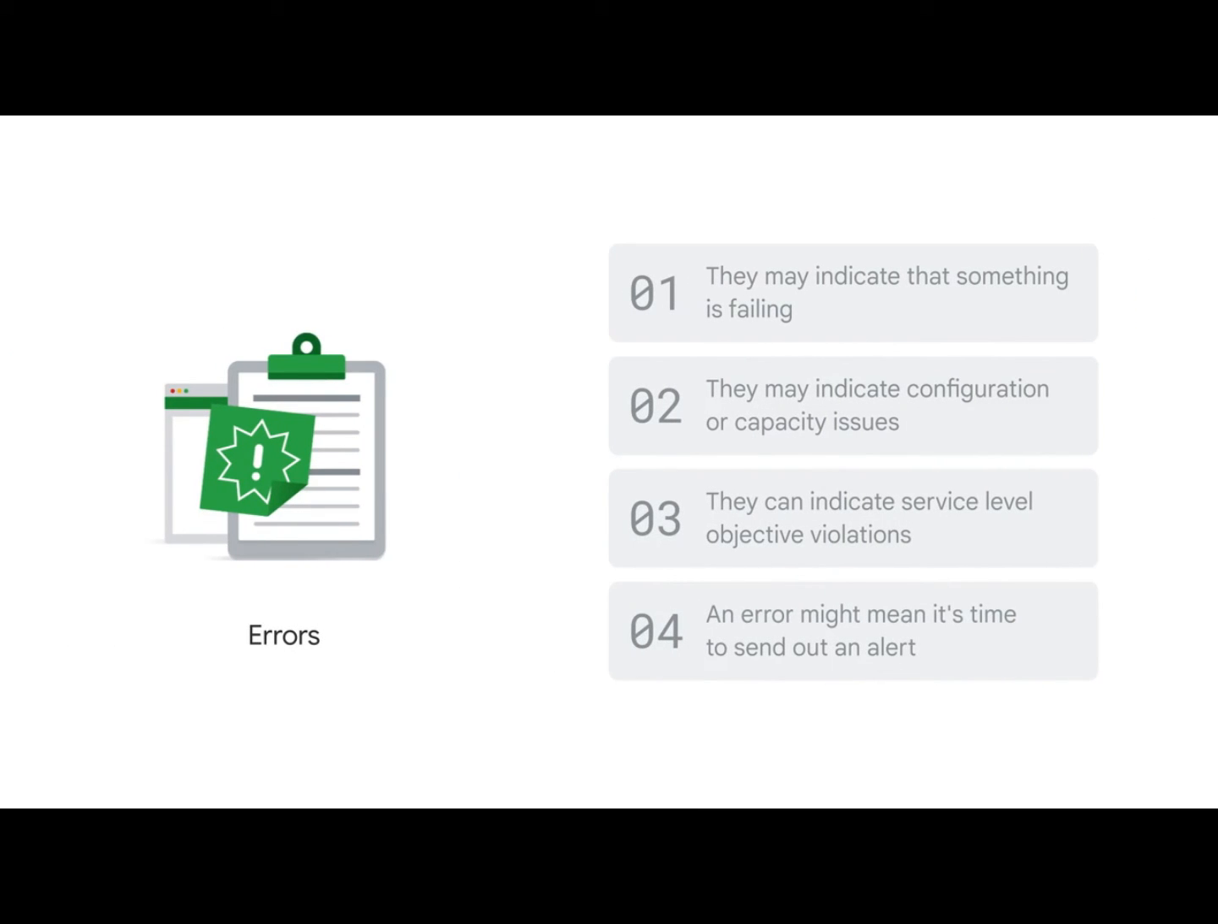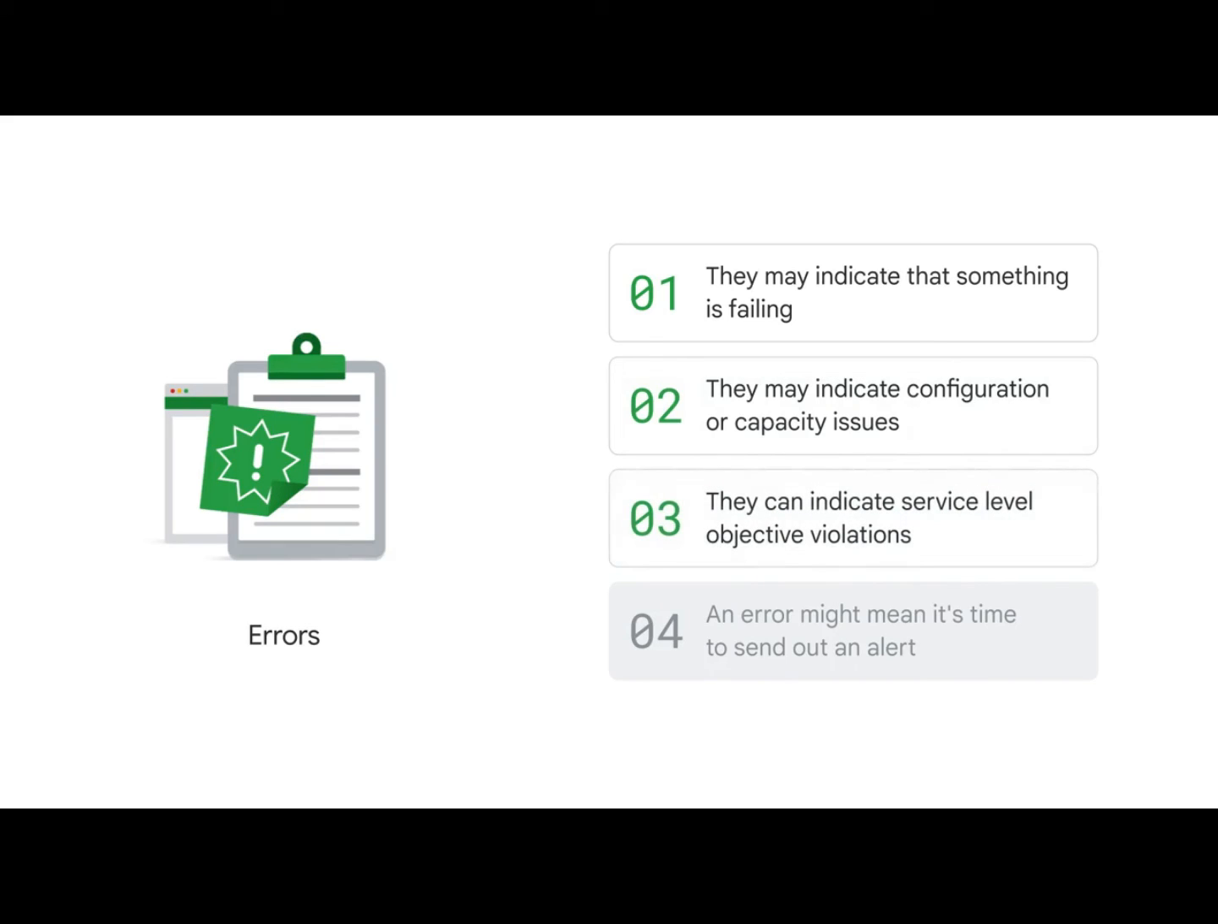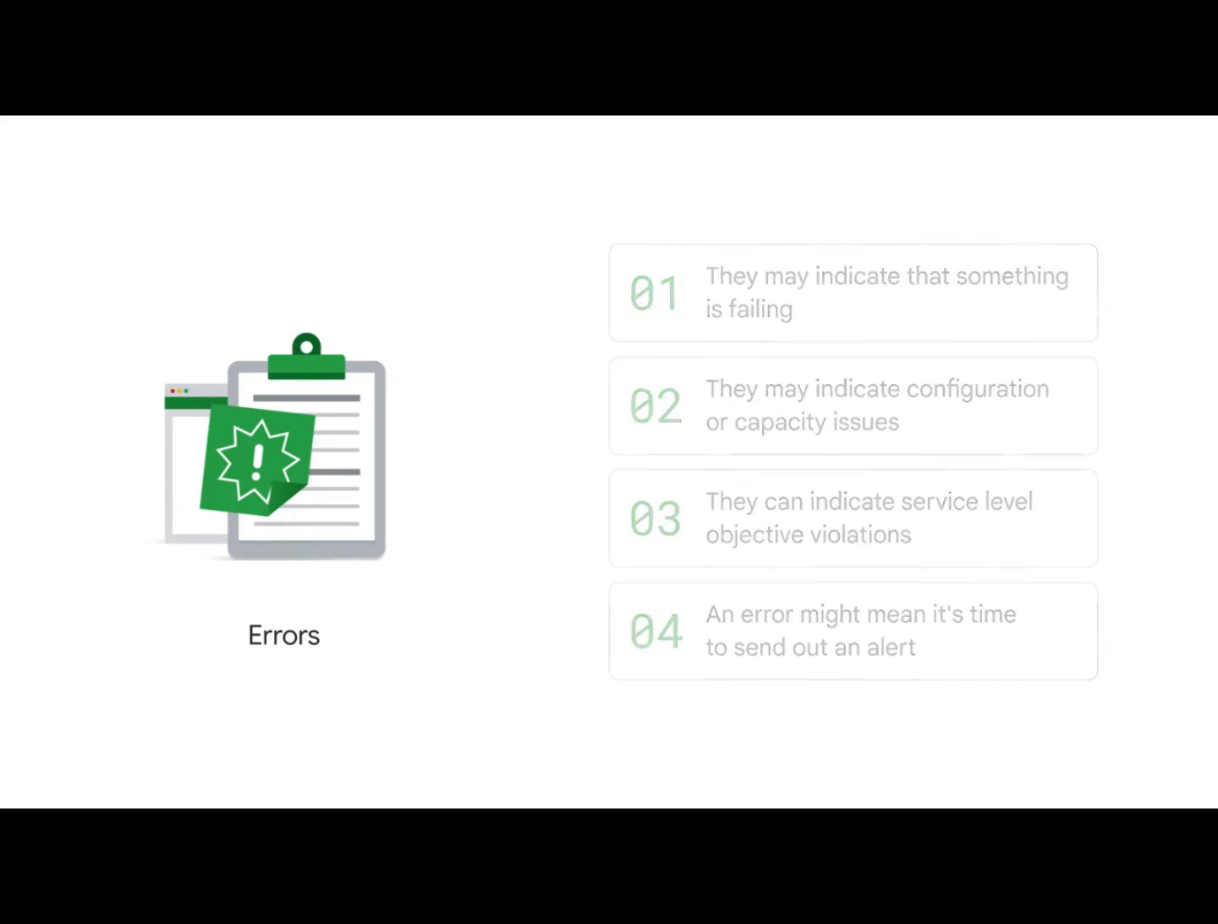The fourth signal is errors, which are events that measure system failures or other issues. Errors are often raised when a flaw, failure, or fault in a computer program or system causes it to produce incorrect or unexpected results, or behave in unintended ways. Errors are important because they may indicate that something is failing. They may indicate configuration or capacity issues. They can indicate service level objective violations. And an error might mean it's time to send out an alert.